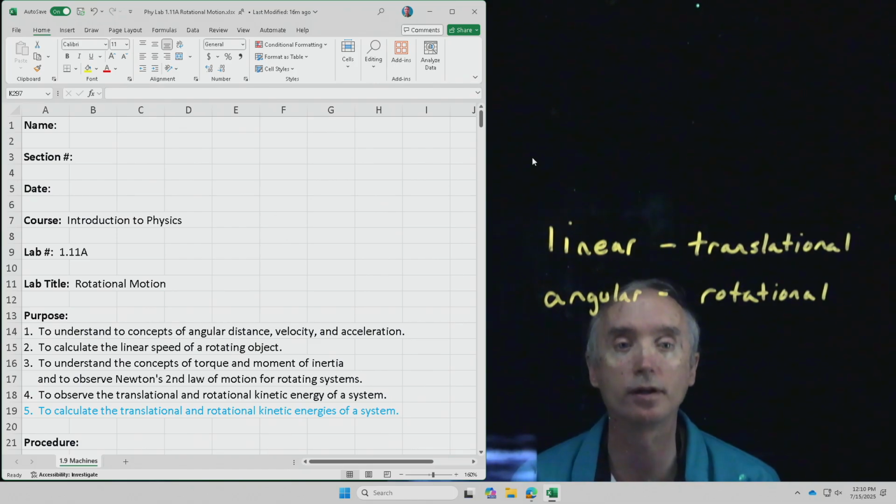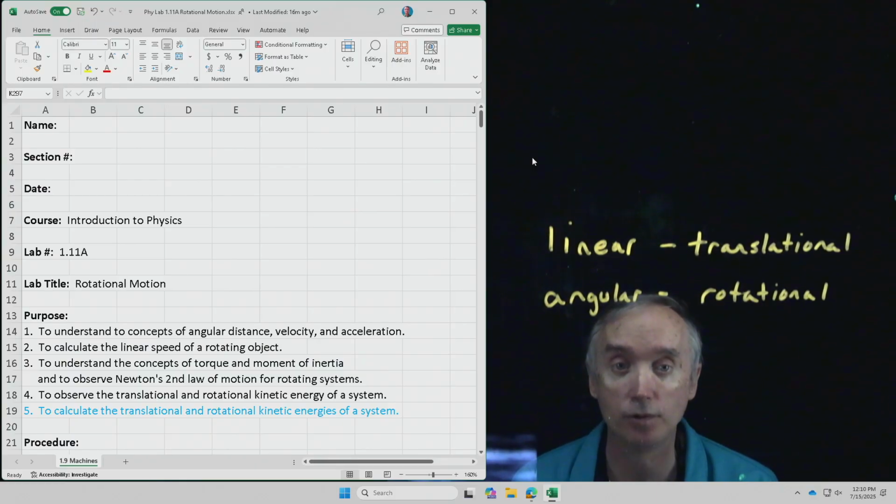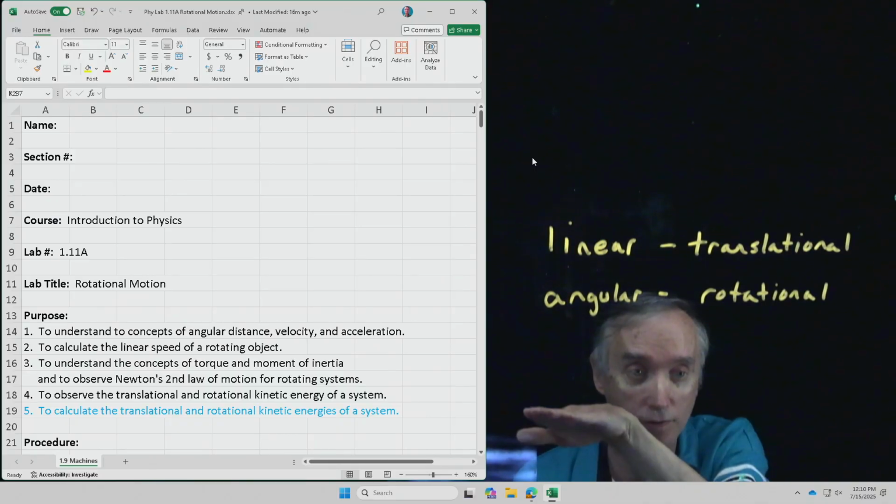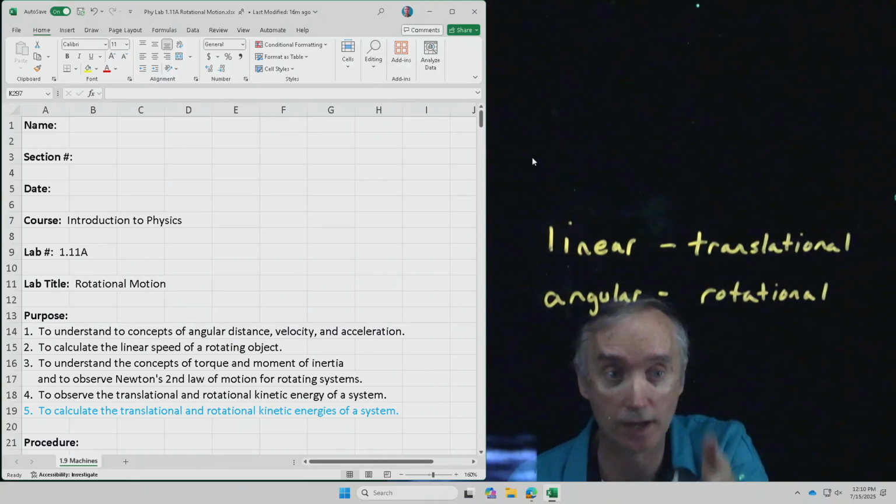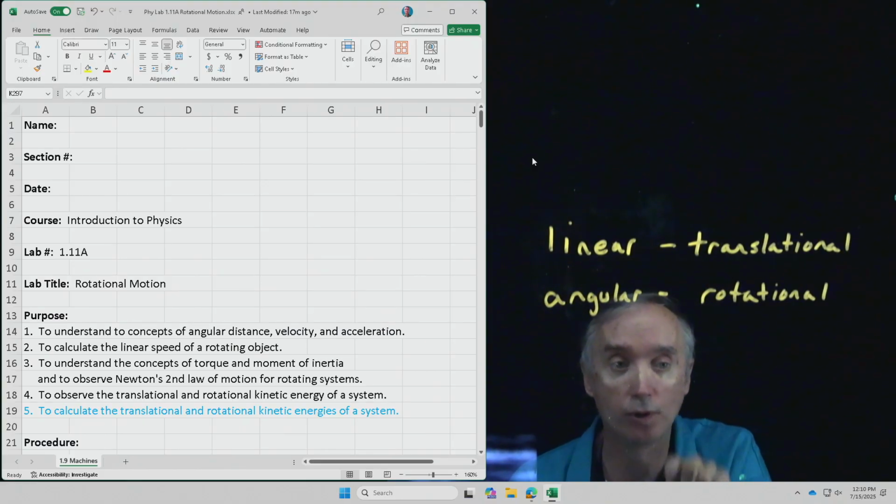My name is Paul Eric, and today we're going to be doing Lab 1.11a, which is entitled Rotational Motion. In a previous lab we talked about linear motion, either sideways motion or up and down motion, and now we're going to be doing rotational motion.